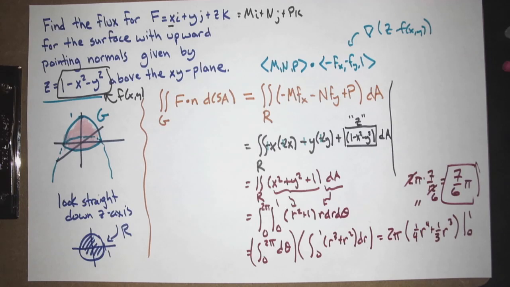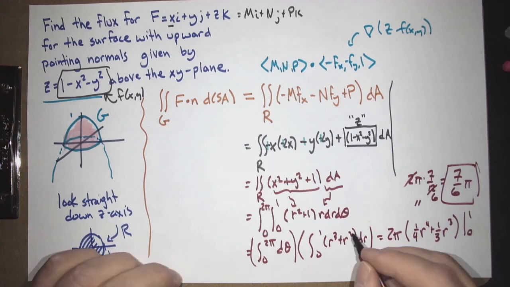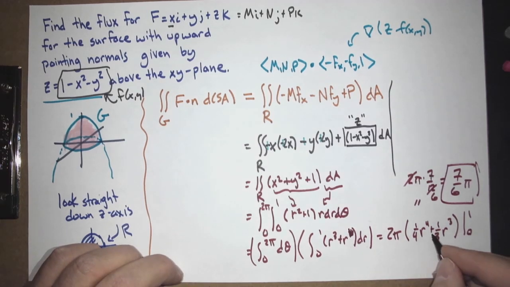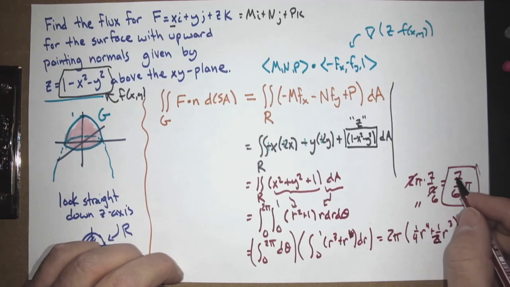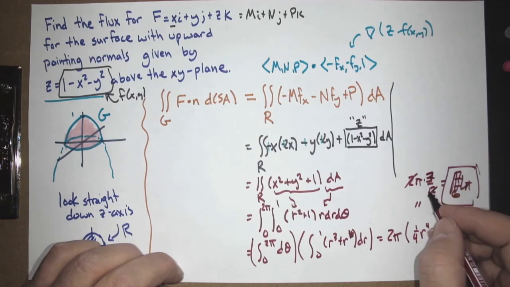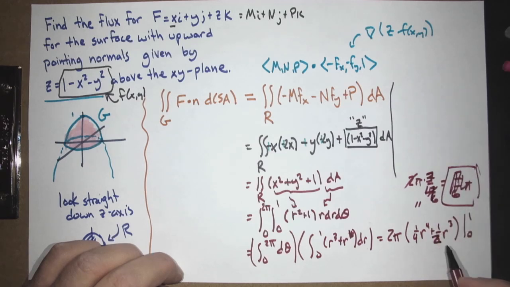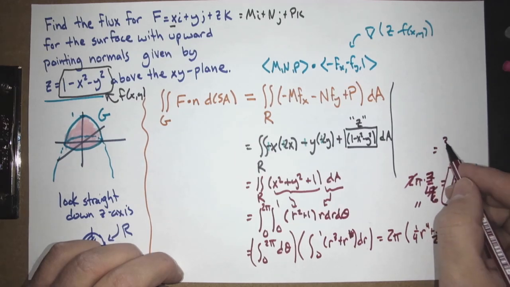So be careful. That r, the first step, should be r cubed plus r. Oh, did I make a mistake? Oh, that's what happens when I go fast. You're right. It should be r cubed plus r, which makes this a half, which makes this 3/4 times 2 pi. So what does that make it? 3/2 pi? Nice.